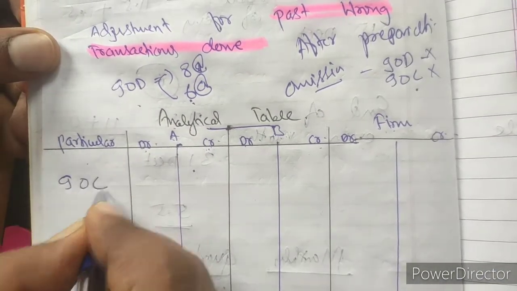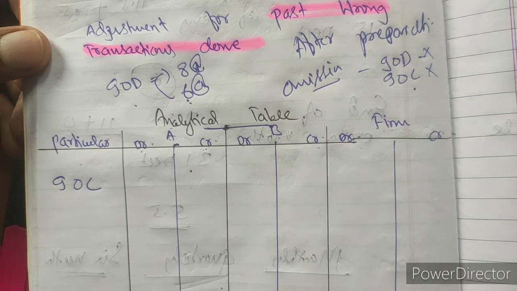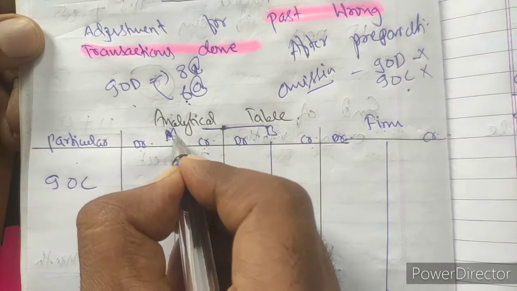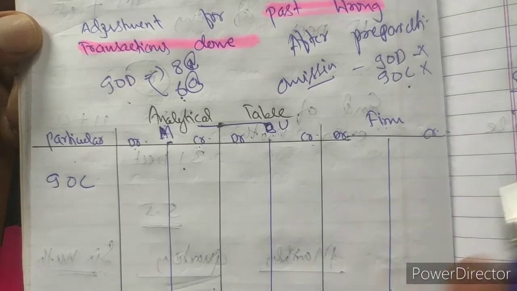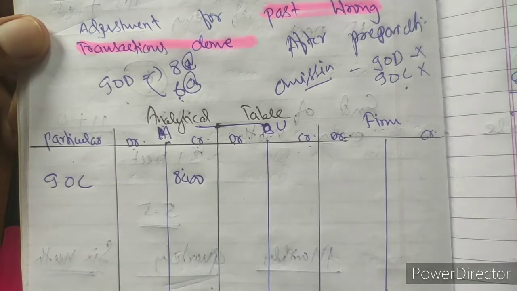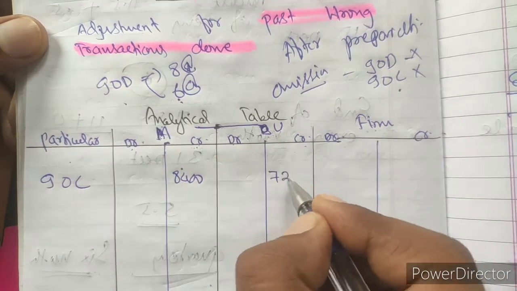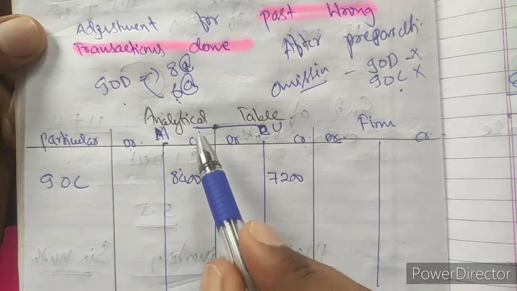The particular will be interest on capital, writing in short. Interest on capital will be a gain for the partners, so it will be written on the credit side. So this is Mita and this is Usha, and this is firm. Mita is getting 8,400 that we have calculated just now. And what amount is Usha getting? Usha is getting 7,200. They are getting it, so we are writing it on the credit side.